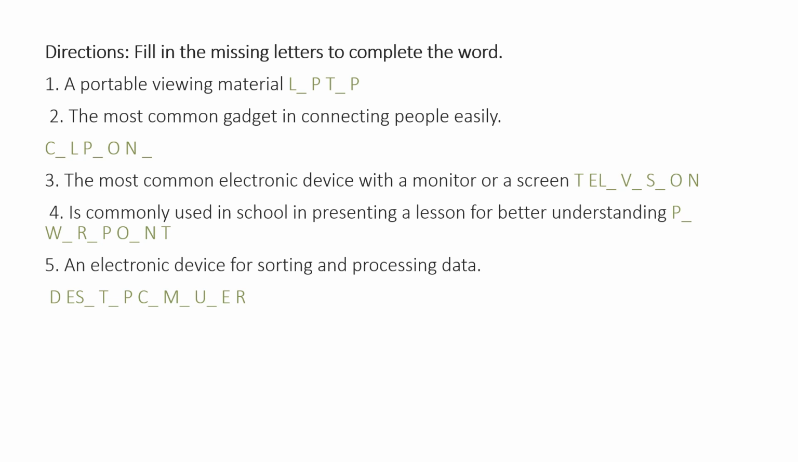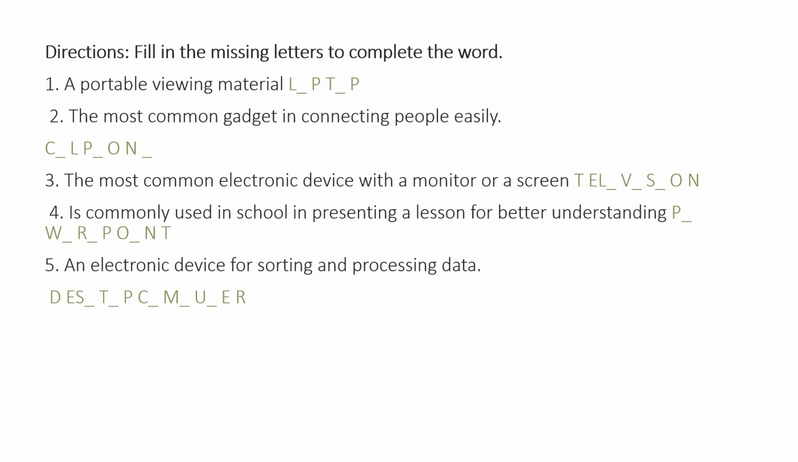Number 1, a portable viewing material. What do you think it is? It is a laptop. Number 2, the most common gadget in connecting people easily. That is the cell phone. Number 3, the most common electronic device with a monitor or screen is what we call blank.